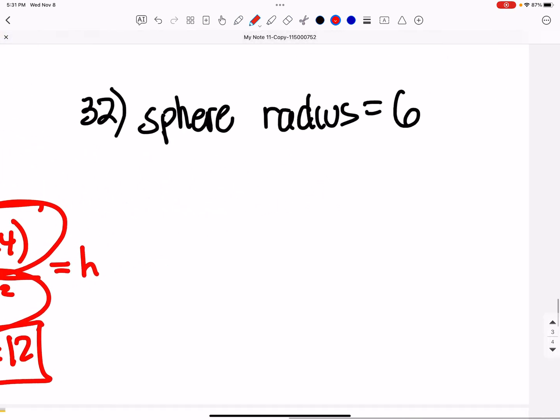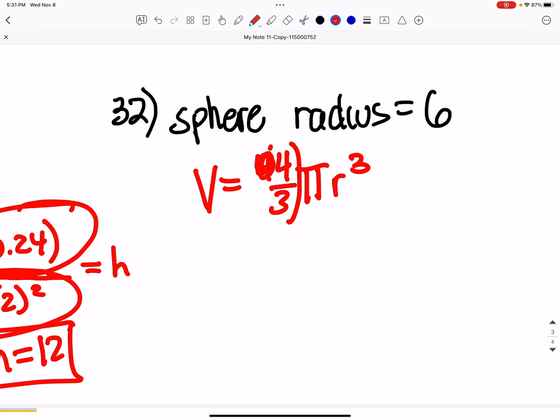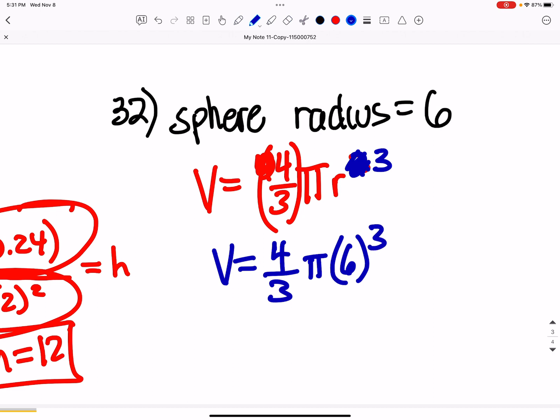All right, sphere with a radius 6. Sphere, its volume is that stupid fraction. We start with pi r cubed, and then we give it that stupid fraction. Actually, we start with pi r squared, but we make it cubed because it's 3D. So volume equals 4/3 pi times 6 3 times. So in your calculator, you can do 4 divided by 3 times 3.14 times 6 times 6 times 6.